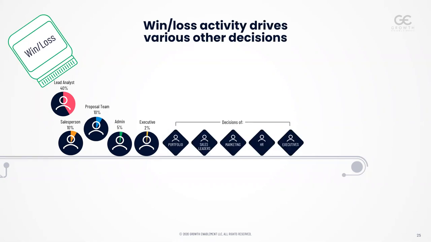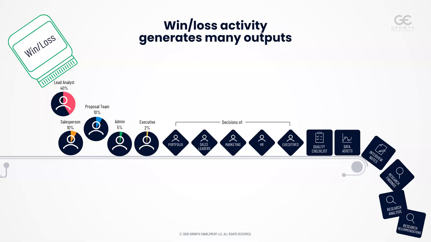Then what it also does is the outputs create a variety of different decisions. Now, unfortunately, I haven't figured out the best way to visualize this, but each one of these decisions is going to beget more jars. So the win-loss analysis is going to trigger the portfolio team to go do things, or the marketing team, or the human resource group or executives to go do things. And it's also going to produce a ton of deliverables.